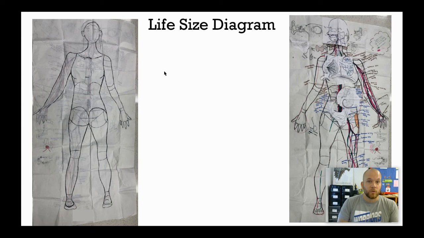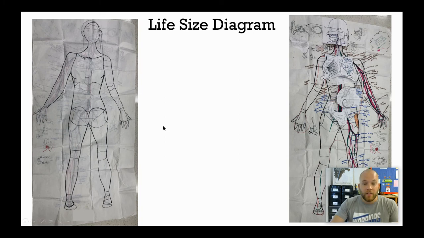So the first one will be body cavities. Then we'll fill those cavities. We'll trace anatomical regions. Then we'll put organ systems in those cavities. So when we do the cardiovascular system, you're going to draw the heart and some major veins and arteries. When we do the skeletal system, you're going to draw the bones. You're going to draw them and label them life size.